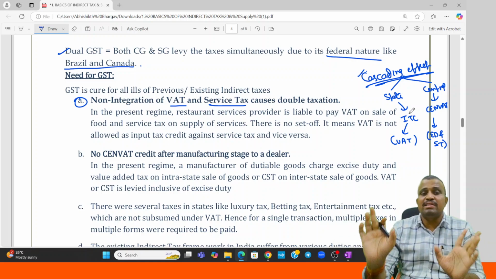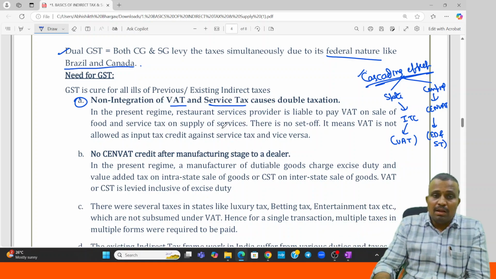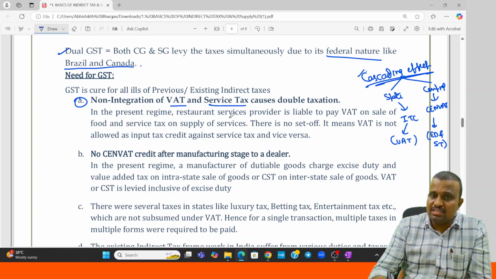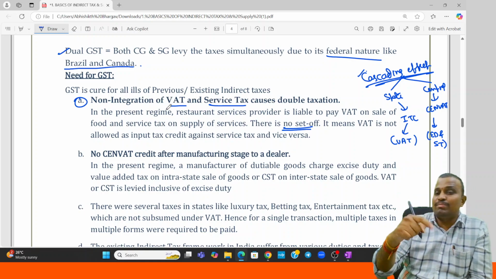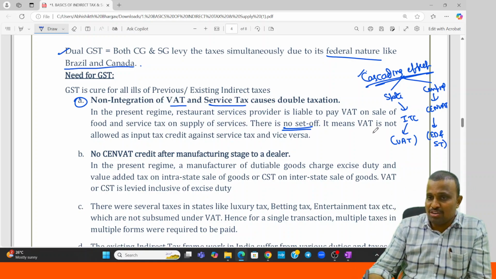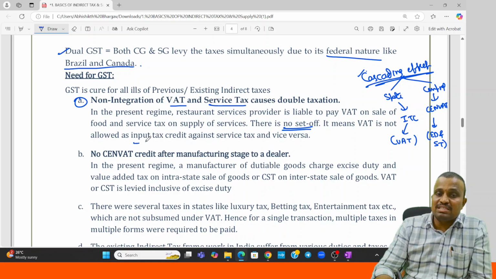The same thing applies in the case of VAT and service tax. In the present regime, a restaurant service provider is liable to pay VAT on the sale of food and service tax on the supply of service. There is no set off because VAT relates to the state government and service tax relates to the central government. It means VAT is not allowed as input tax credit against service tax and vice versa.